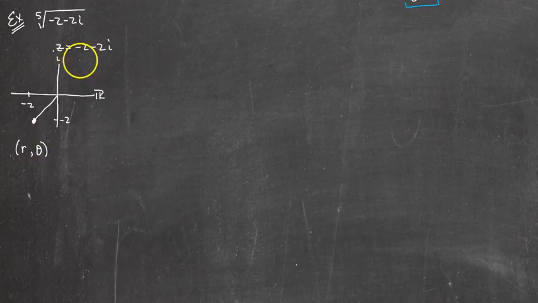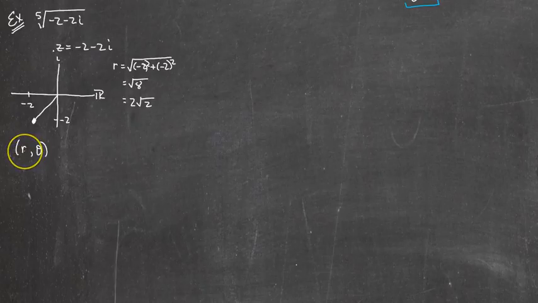First thing I want to find is r. I'm going to use the Pythagorean theorem as always. I want to find my horizontal component, which is -2 squared, plus my vertical component, which is also -2 squared. And so that's the square root of 8, 4 plus 4, which equals 2 times the square root of 2. So that's my r value.